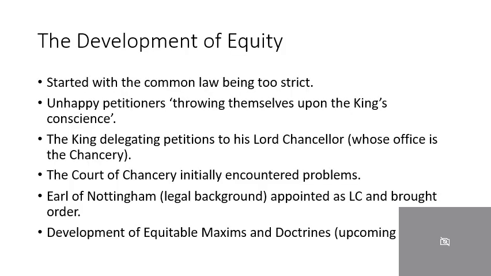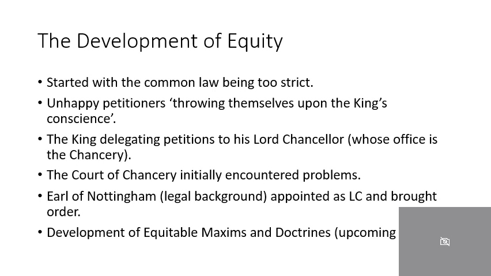Moving on to the next slide, we're looking at how equity developed. It started with the common law. The common law being the law that was common to the land, which was enforced by the king at the time, the king's judges. Common law was developed through precedent. Precedent just means that judges followed previous judgments where the facts of the case were similar. And through precedents, it provided a strict body of law for the courts to follow.